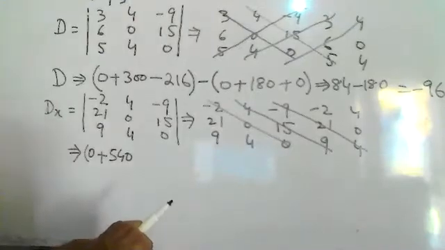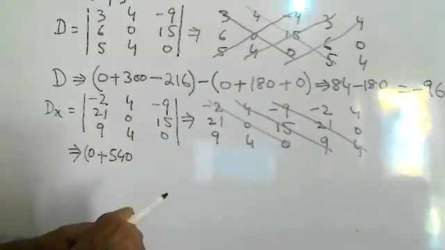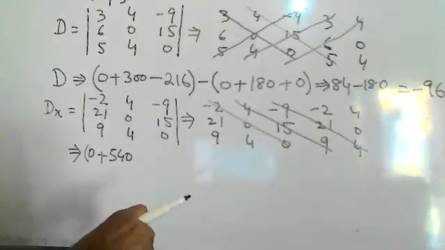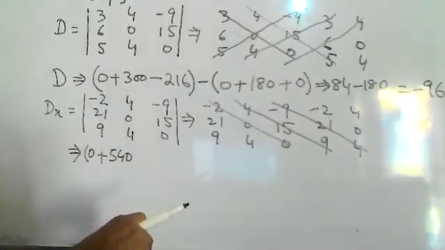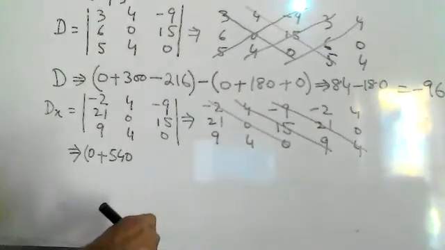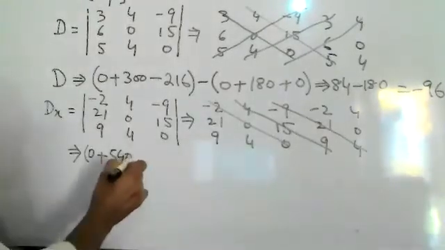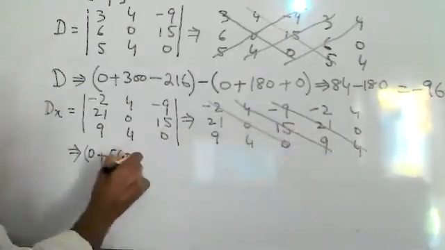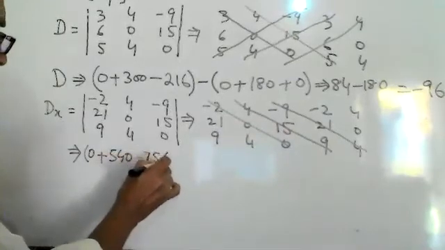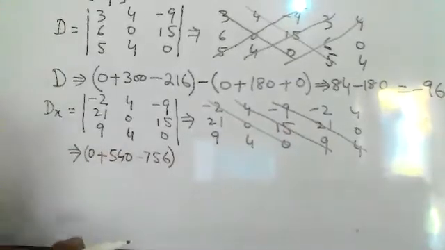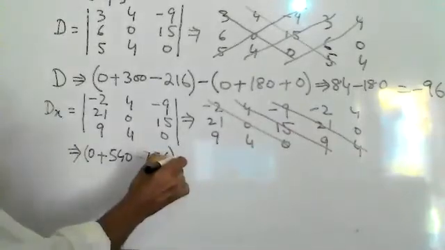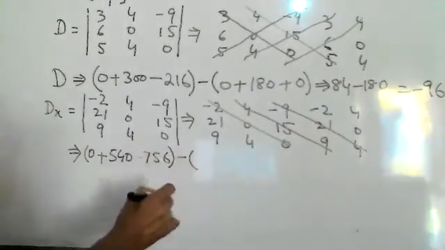Minus 189 will be 4 into 4 equal to 800 minus 40, 760 minus 4, 756. Minus, because this is minus, minus plus minus, minus 756. This is the product of the primary diagonals, minus the product of the secondary diagonals.